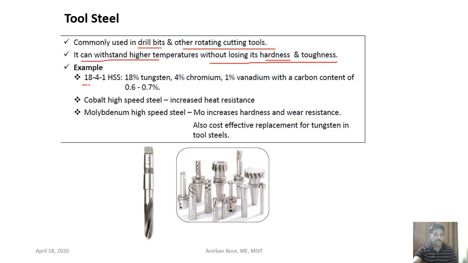Remember that one of the very commonly used cutting tool materials is high speed steel, HSS, where 18% is tungsten, 4% chromium and 1% vanadium, with a carbon content in the order of 0.6 to 0.7%. Now cobalt high speed steel can also be there, which has increased heat resistance, and molybdenum high speed steel, where molybdenum can replace tungsten. Okay, it is also a cost effective replacement for tungsten in tool steel, because tungsten is costly with respect to molybdenum. So molybdenum also has similar properties to tungsten.